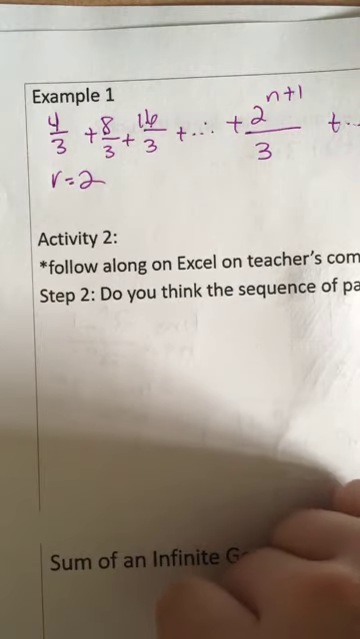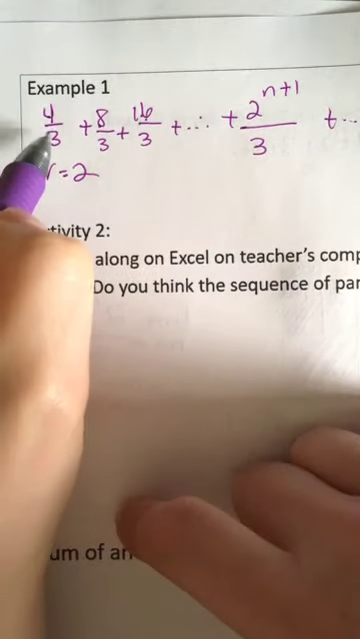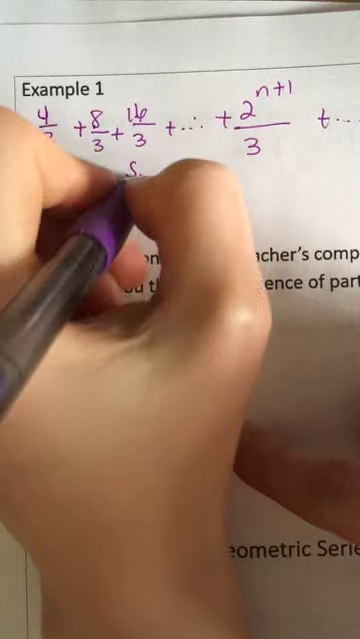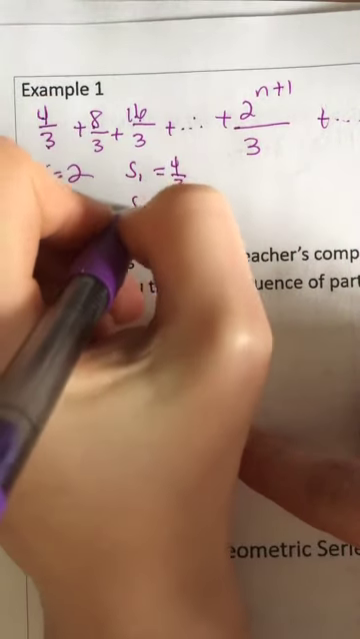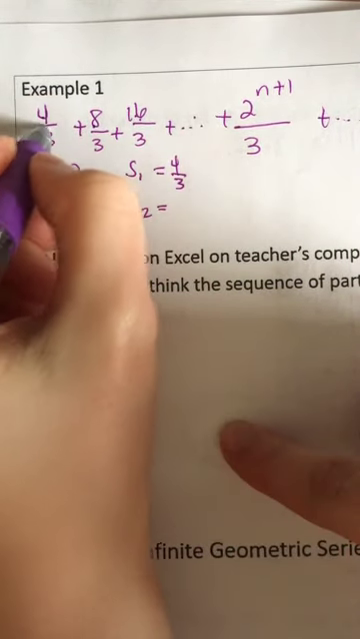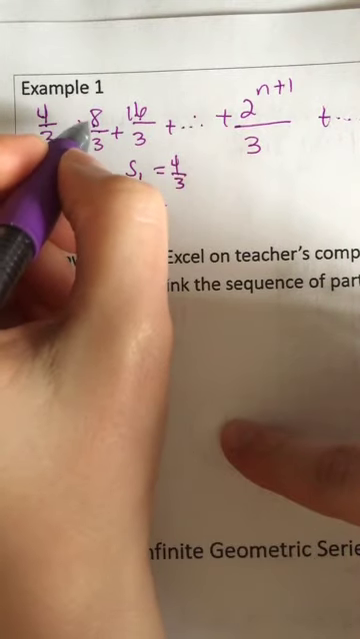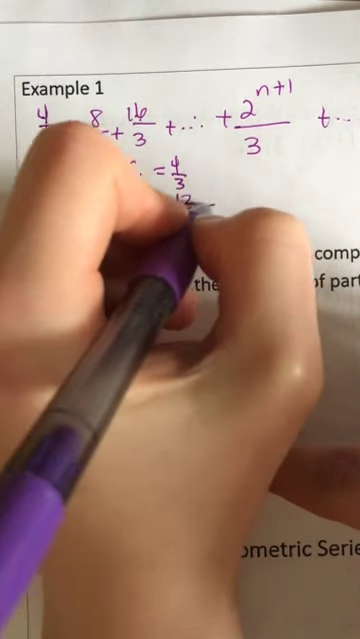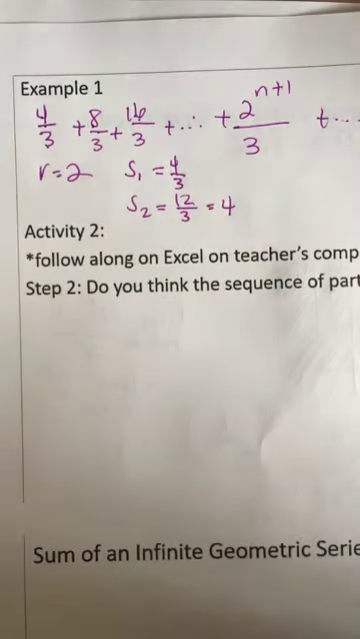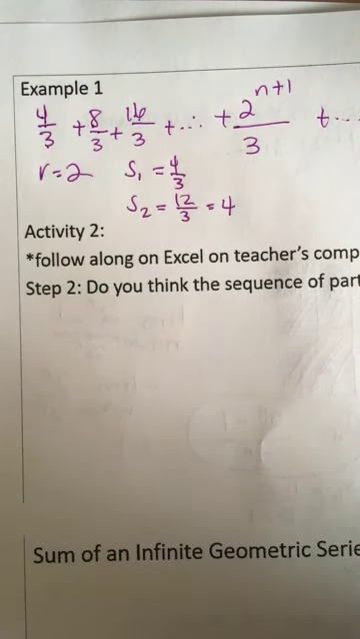And the first 5 partial sums. So this is the first partial sum, which is 4/3. The second partial sum will be adding 4/3 with 8/3, so that's 12/3, but we can simplify that to 4. And I want you to continue and then check with the book. What is S sub 3, S sub 4, S sub 5? Pause it, do that, come back.